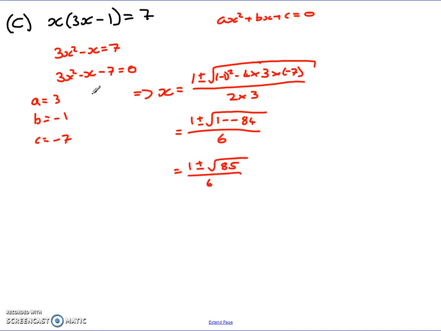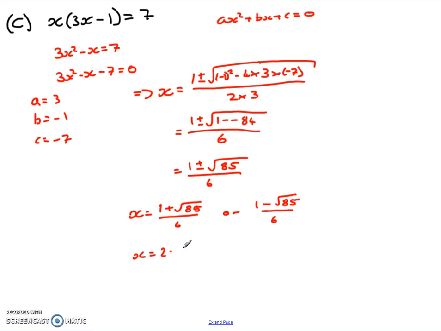There's my two answers from the plus and the minus version of it. So what I can then do is separate them up, get my two roots, and take it from there. So I know then x equals 1 plus the square root of 85 over 6, or 1 minus the square root of 85 over 6. Plug it in a calculator and get your answers. Remember, you always write the unrounded version first.